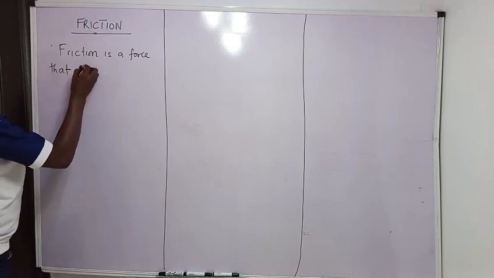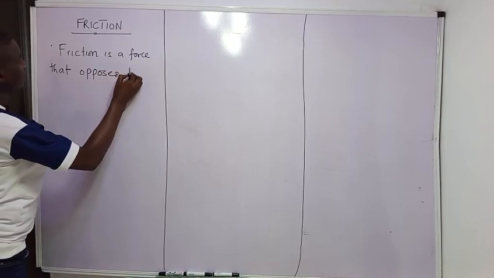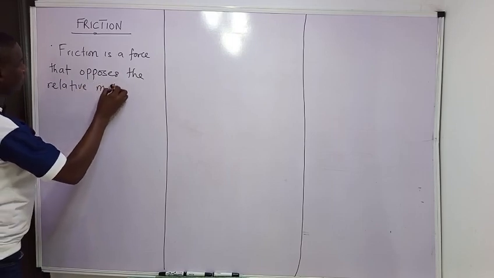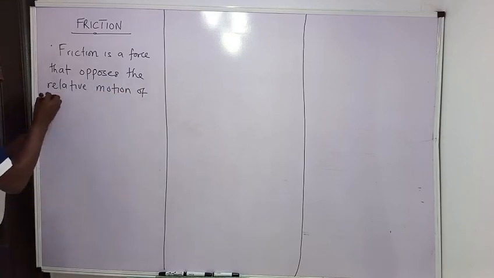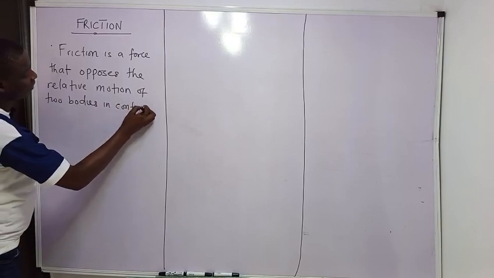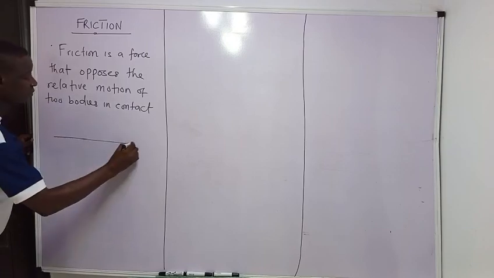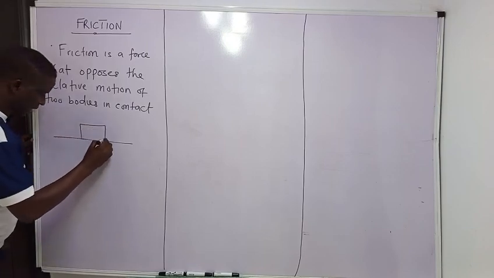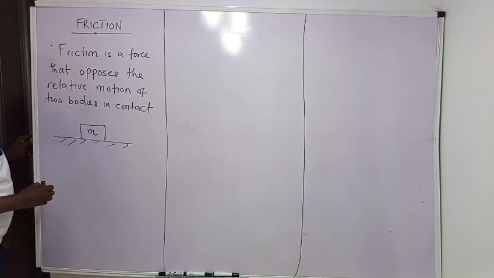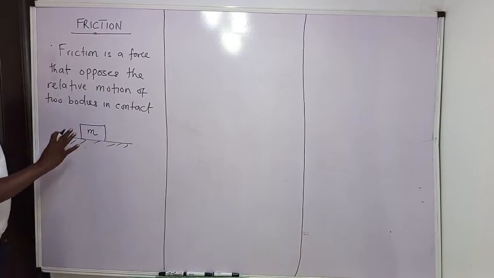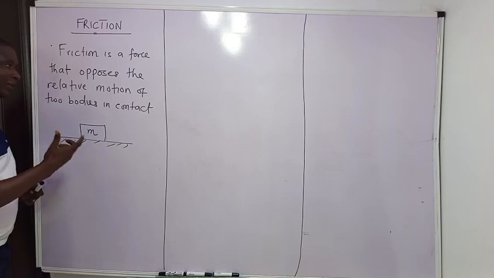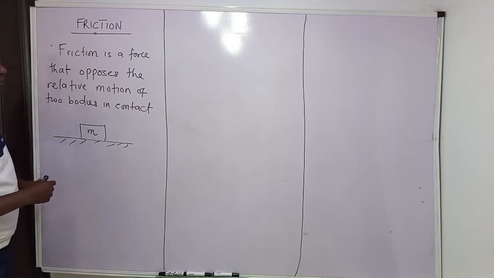that opposes the relative motion of two bodies in contact. Two bodies in contact. Now, let us have a drop diagram. This is a floor. Let's say this is mass. That means there is already a contact here. Now the frictional force is a force that opposes the relative motion of two bodies in contact.